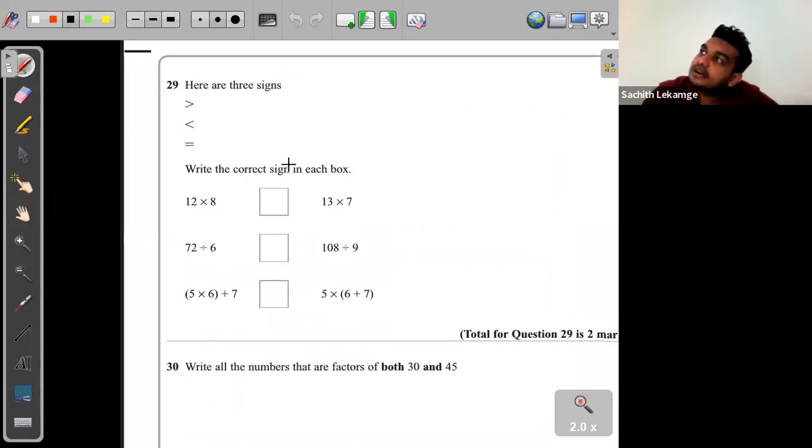Write the correct sign in each box. 12 into 8. What is it? 96.